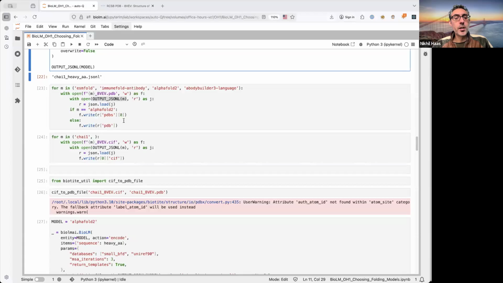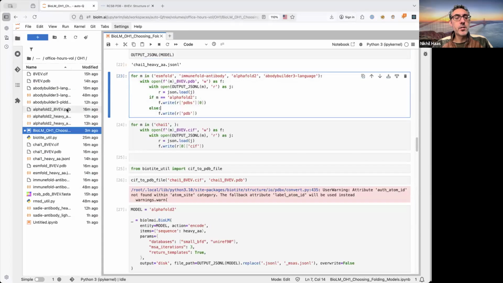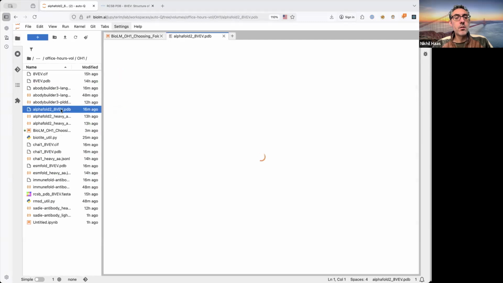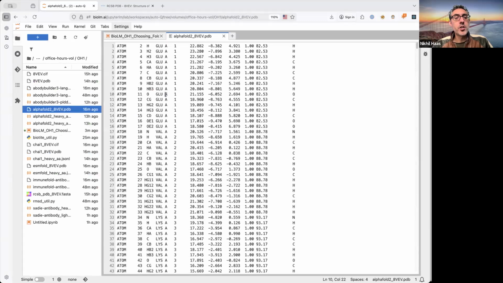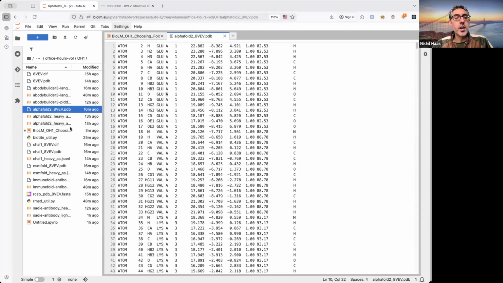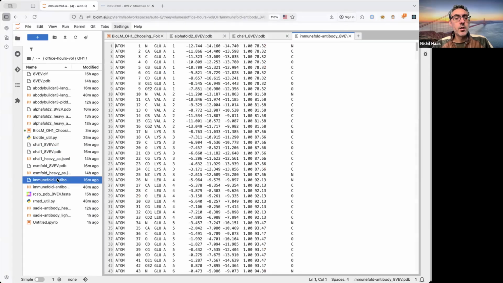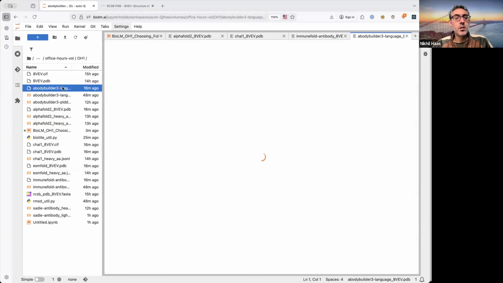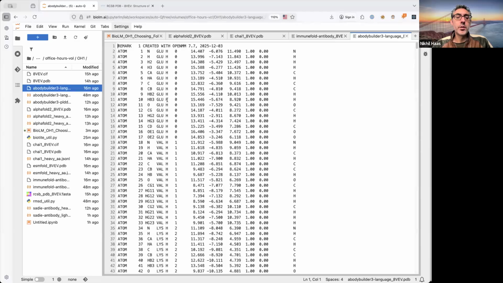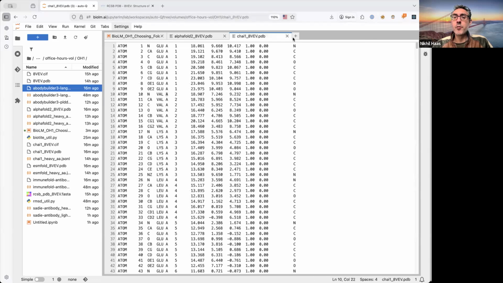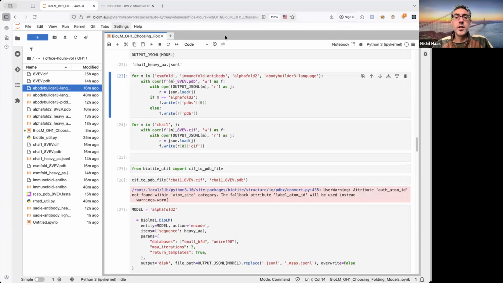And this is just some boilerplate code now to pull out and save the PDB. So now we have our AlphaFold PDB, which you can see here, and it's using chain A. And then we've got our Chi1 PDB, which is also using chain A. I think one of these uses chain H, I believe it might be this one. So AbBuilder3, just note when we do RMSD, we have to use chain H, whereas the others have predicted and called the heavy chain A.